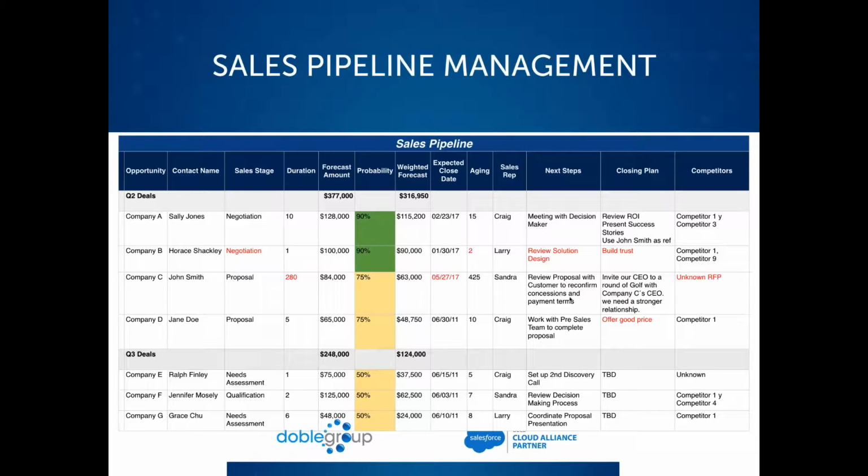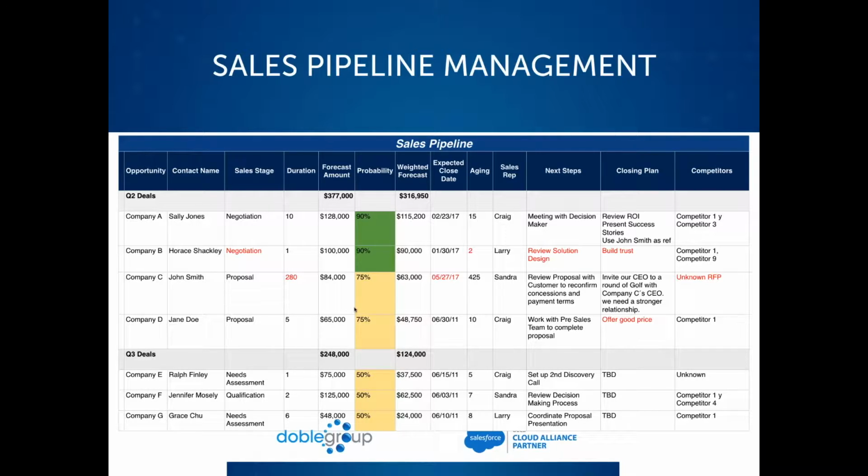Okay, you're going to review the proposal with the customer to reconfirm concession and payment terms. If that's really what you're doing, what's wrong with this picture? You shouldn't be in proposal. You should be in negotiation stage. So you see, all these things have to line up so that you can start identifying the actions that are going to help you be more effective and close more deals and do that quicker.